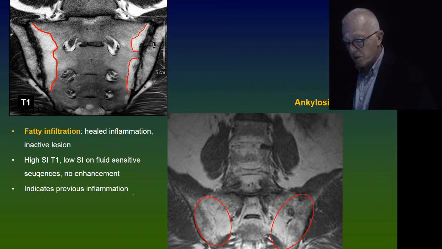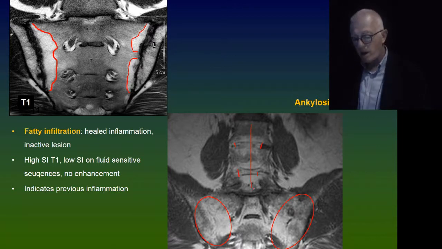Here we see that there is no joint space actually, and if you look carefully, you will see that this disc and this disc as well have been ossified. Therefore, we have fusion of the lower vertebral bodies as well. So these are chronic changes.